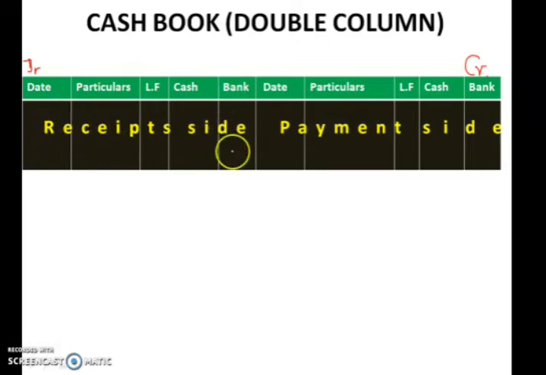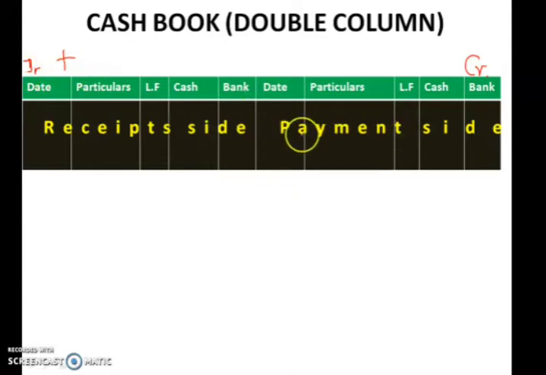All those transactions because of which your cash increases will be shown in the receipt side. Examples of transactions where cash increases or receipt of cash happens are sale of goods or sale of fixed asset. When you sell a fixed asset or goods, you receive cash, so your cash increases. So you will show it in the debit side.